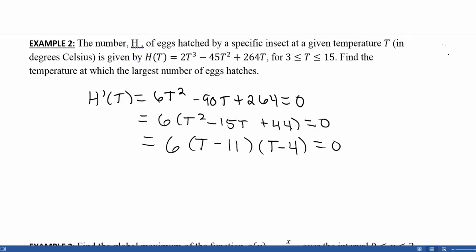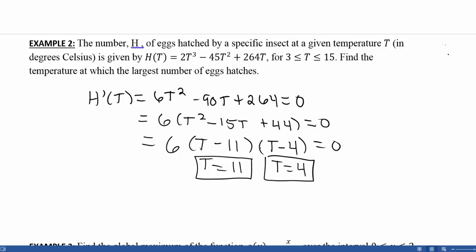So I have 3 things multiplied together equals 0. So that means that one of them has to equal 0. So 6 will never equal 0. If t equals 11, my first parenthesis equals 0. And if t equals 4, my second parenthesis equals 0. So I have 2 critical points here. T equals 11 and t equals 4.